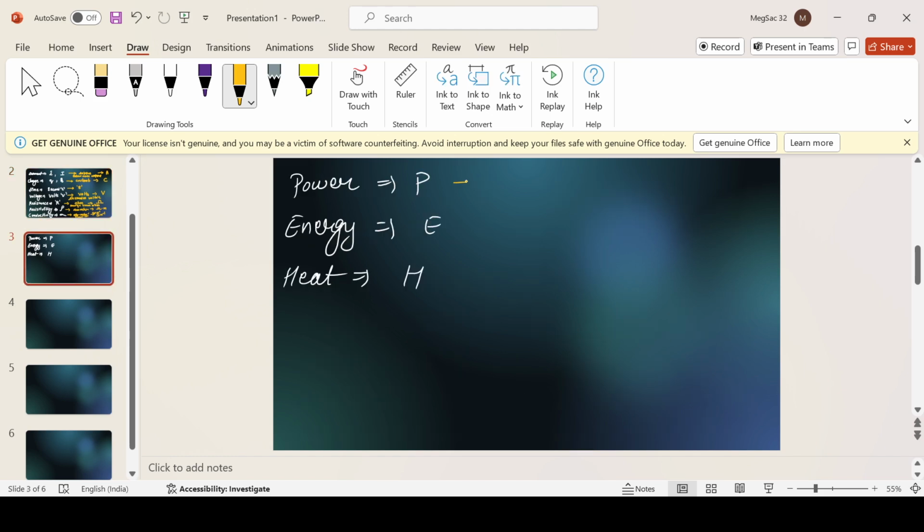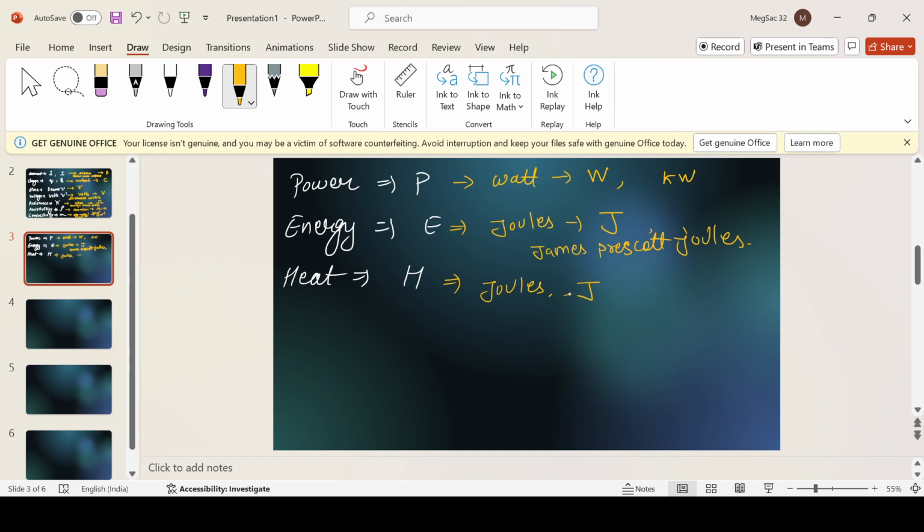Then come to the power. Power unit is watt, named after James Watt, you must be knowing it. Watt is denoted by W, and the larger unit is kilowatt. Then energy, the unit for energy is joule, denoted by J, and the scientist's name is James Prescott Joule. Heat can also be in calories, but here the heat is the electrical one, so it is only in joules.